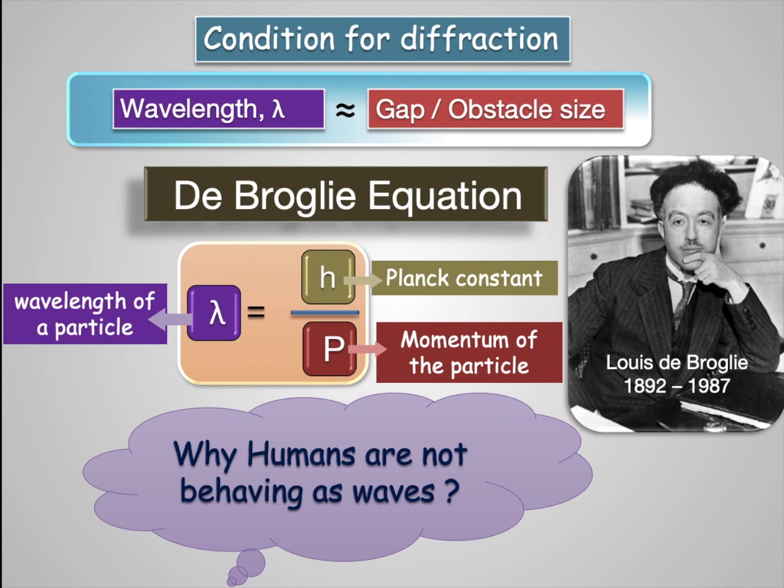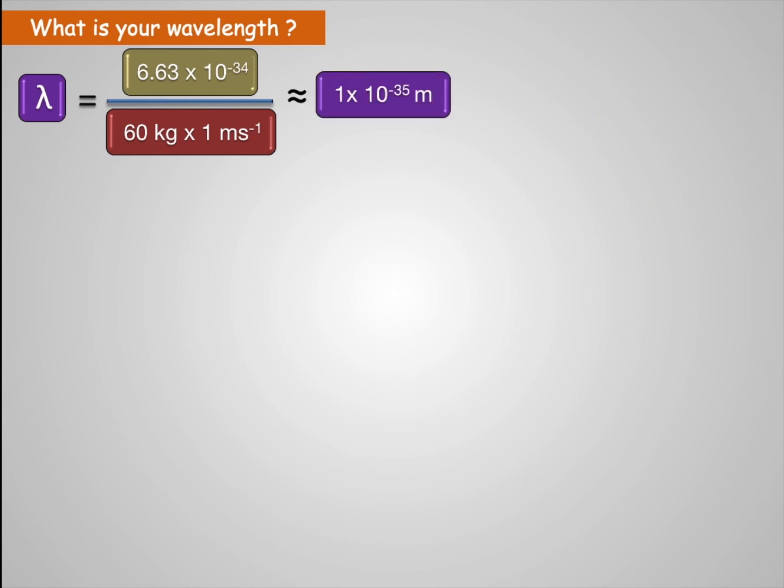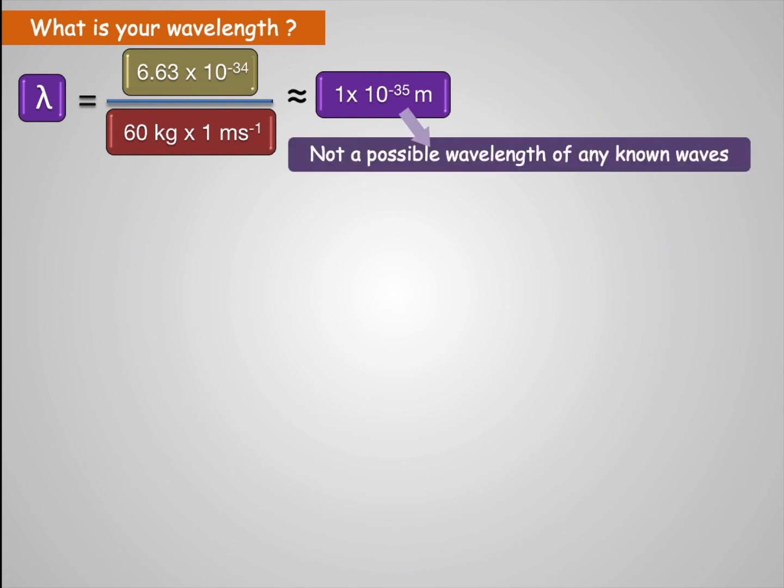Let's see why we are not behaving as waves like electrons. Let's calculate our wavelength. This is Planck's constant divided by momentum. Taking just an example, a 60 kg person walking with a speed of 1 meter per second, when you calculate his wavelength, you will get about 10 to the power minus 35 meter. Why will you never be able to become a wave with this wavelength? Because this wavelength is too small for any real wave existing.